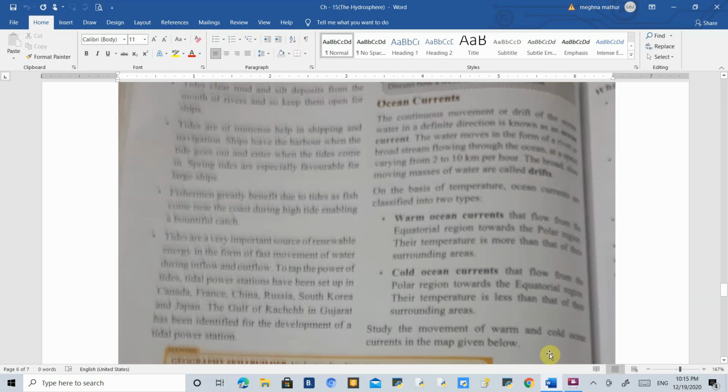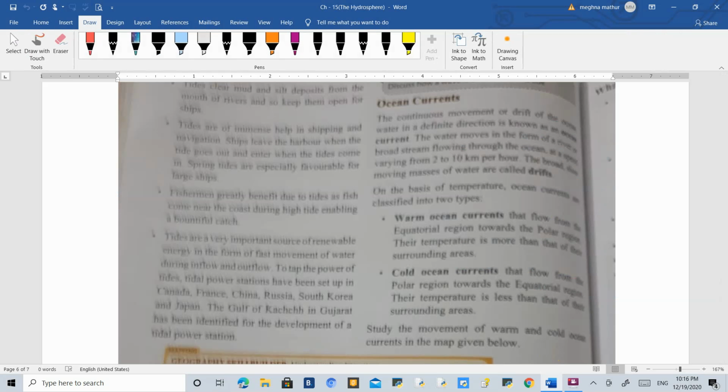So, in this chapter number 15, Hydrosphere, we have read till the tides, and today we are starting with the ocean currents, which is the third movement in the water. Now, what is the ocean current? Ocean current is the movement of the ocean water in a specific kind of movement. So, that is called an ocean current. Here, the definition is given: the continuous movement or drifts of the ocean water in a definite direction is known as the ocean current.